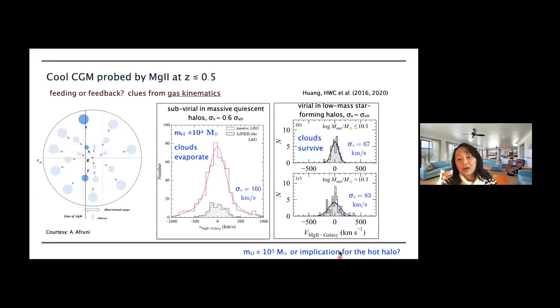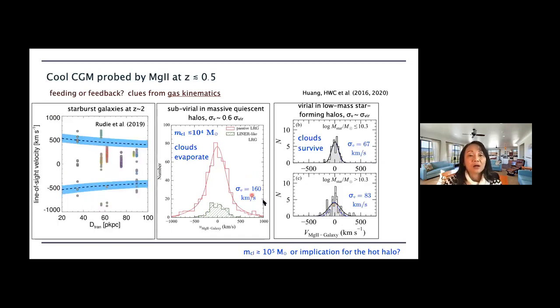I expect this is an area we will learn a lot more in the CMB-S4 era, when the Sunyaev-Zeldovich observation will be more sensitive down to this kind of low mass scale. Or perhaps in the Lynx era, maybe they will be able to probe down to 10 to the 12 solar mass halo, put some constraint on the hot plasma around these relatively low mass galaxies.